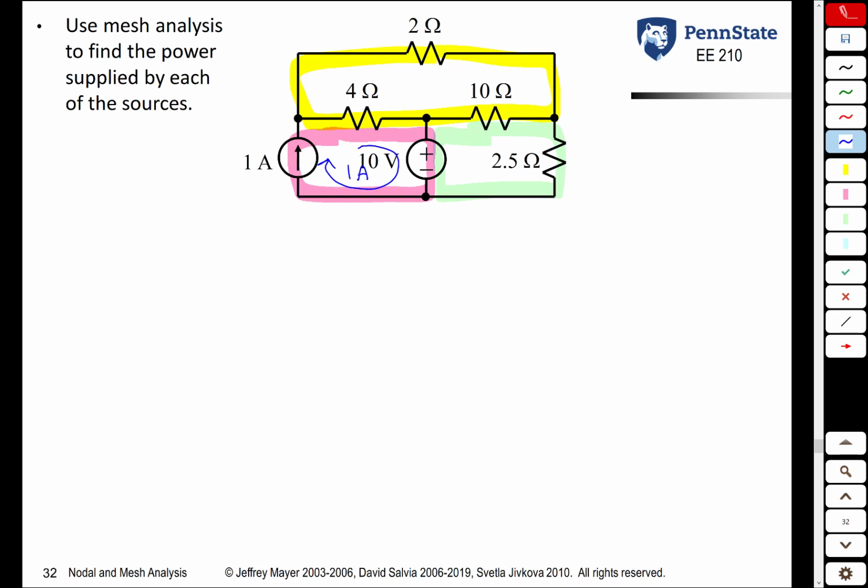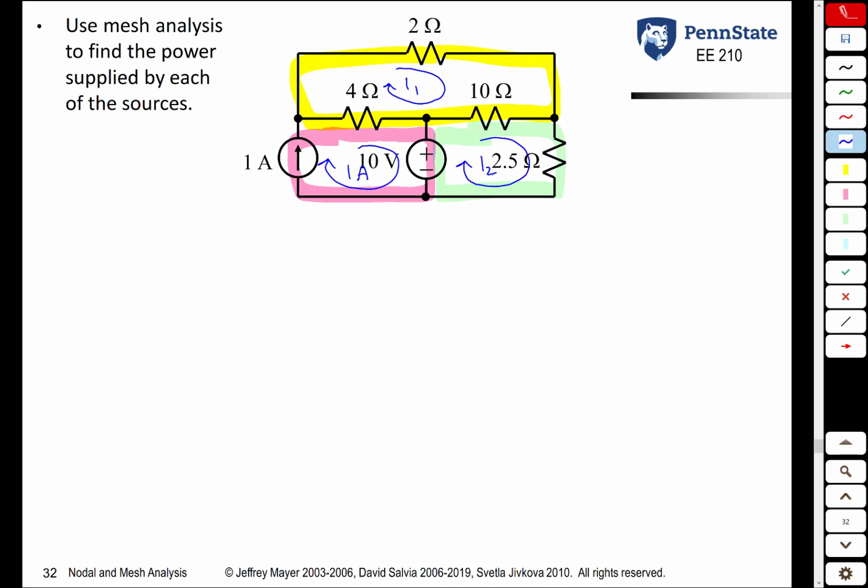So looking at the yellow mesh then, there's no current source at all, so we do not know what that current is. We're going to assign a variable. I always like to use clockwise variables, so I'm going to call it I1. The green mesh, once again, has no current source at all. We do not know the current through that mesh, so we're going to assign it a variable. Once again, I like to make it a clockwise variable. We'll call it I2. So we assign our mesh currents.